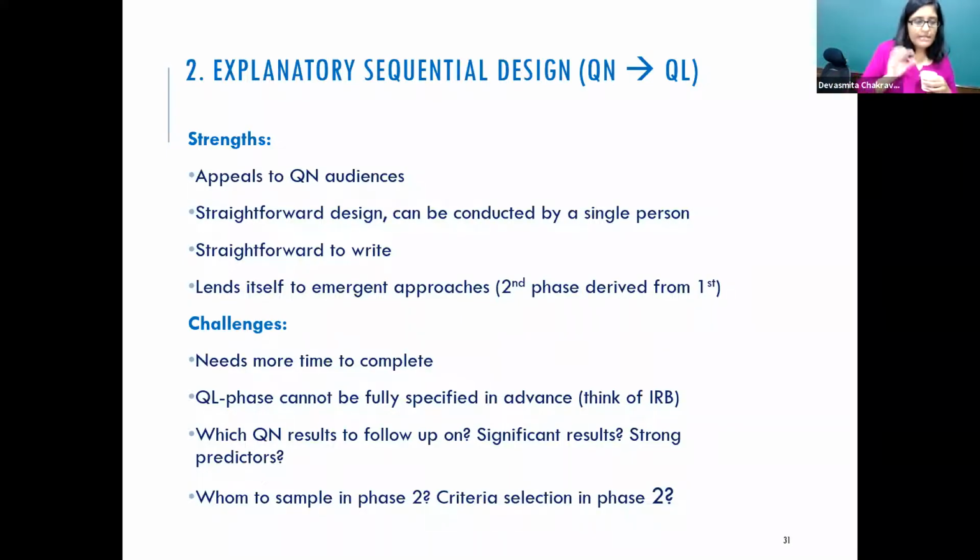Also, sometimes it becomes a challenge to understand which quantitative finding I should focus on in the qualitative phase. You may not want to focus on every quantitative finding. So that requires a little bit of expertise and intuition.